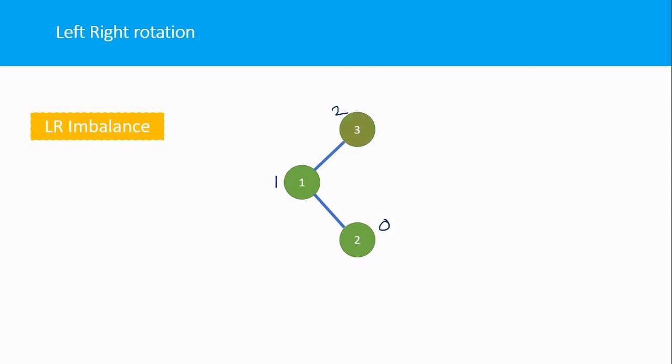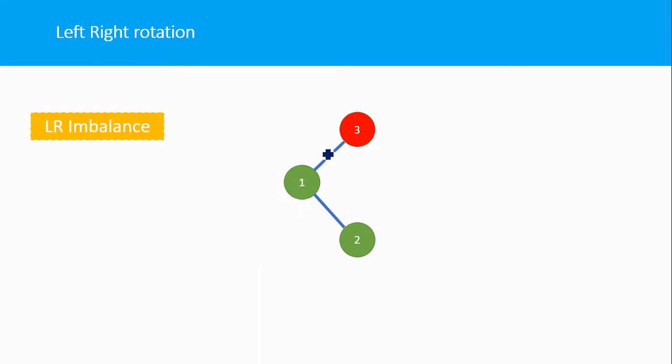Now again the balance factor of 3 has changed, so we have to maintain the balance. Here, it is not possible to perform a right rotation because 1 already has a right child. And it is not possible to perform a left rotation either, because if 3 comes here, 3 is greater than 1, so it should never become a left child of 1.